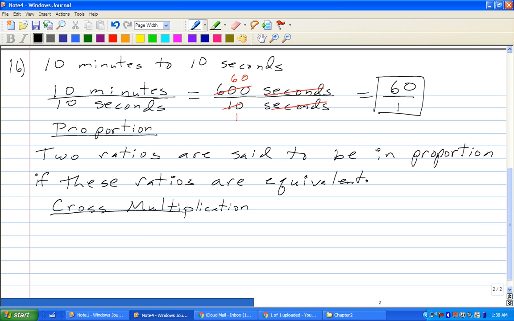Please note that you can only use cross multiplication if you are trying to show that two ratios are in proportion. So let's say A over B, is that equal to C over D? Well, you would multiply across. So these are equal if AD is equal to BC.